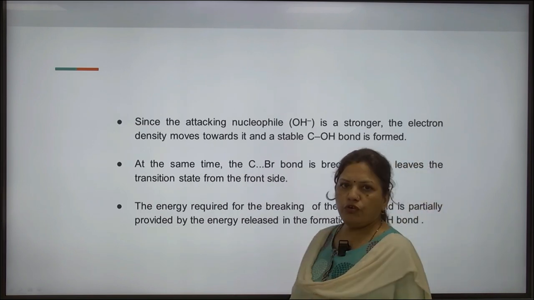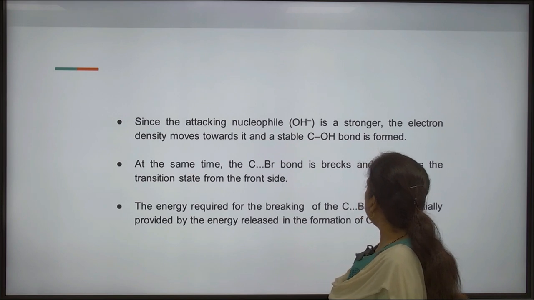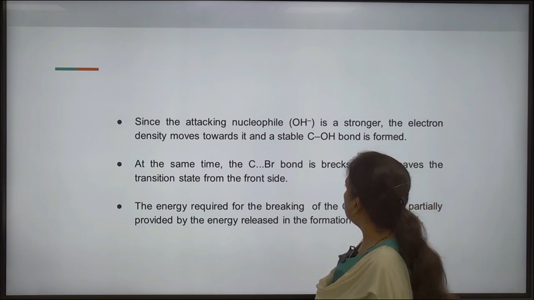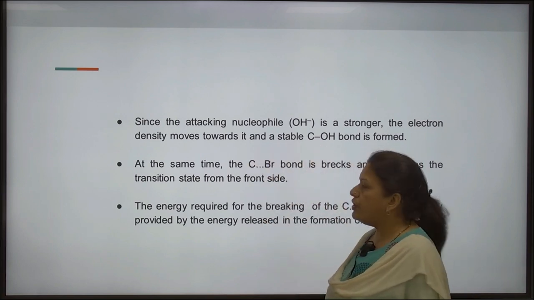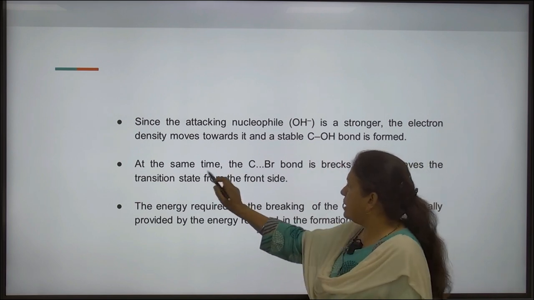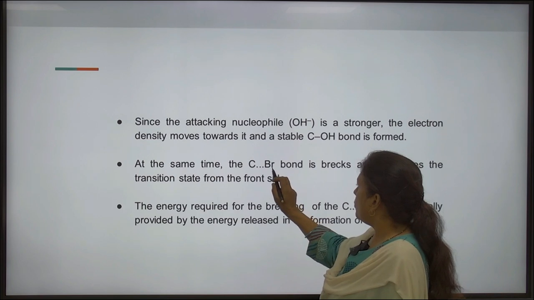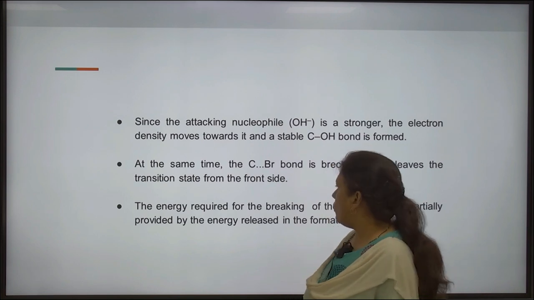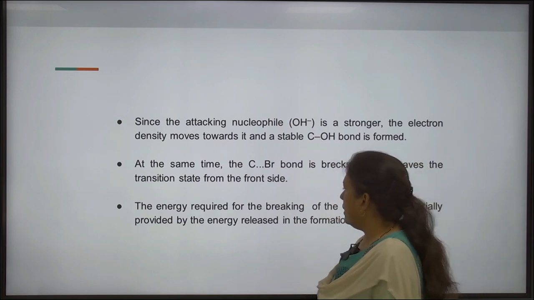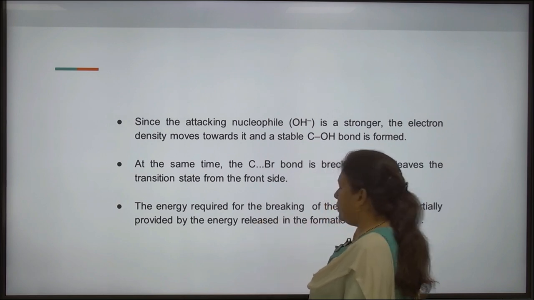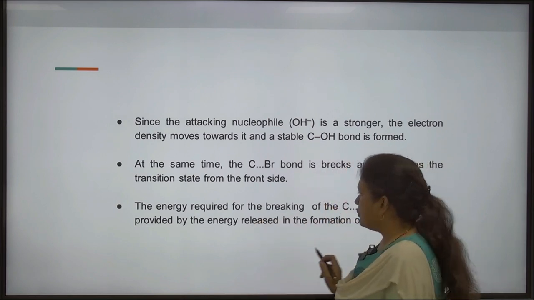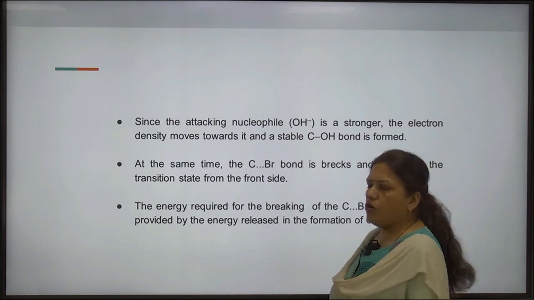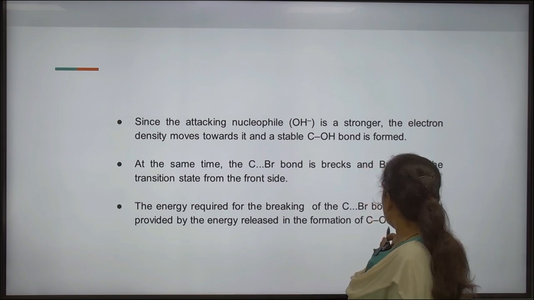Since the attacking nucleophile, that is hydroxide ion, is stronger, the electron density moves towards hydroxide ion and a stable carbon-OH bond is formed. At the same time, the carbon-bromine bond is broken and bromine leaves the transition state from the front side. The energy required for the breaking of the carbon-bromine bond is partially provided by the energy released in the formation of the carbon-hydroxide bond.